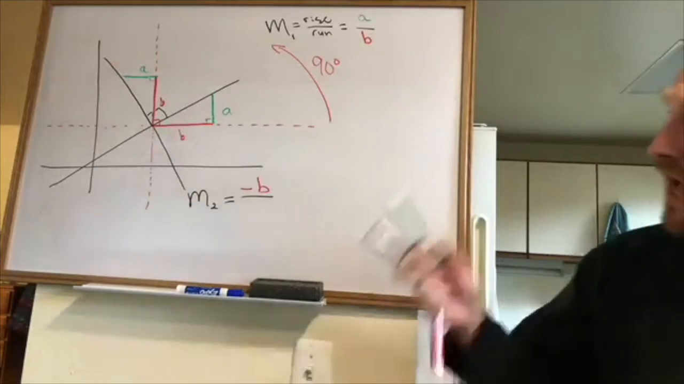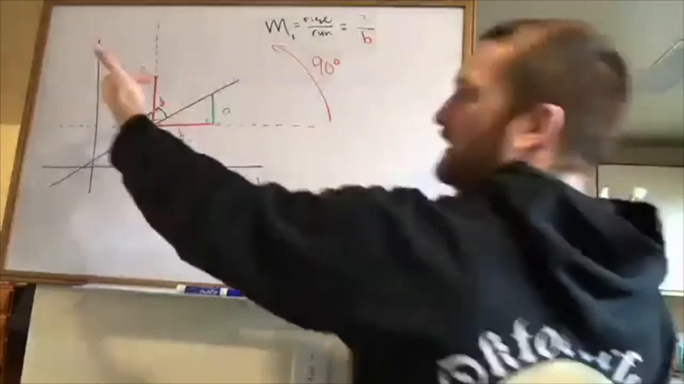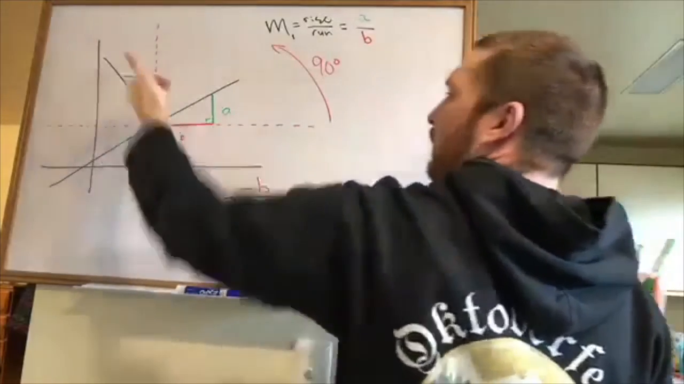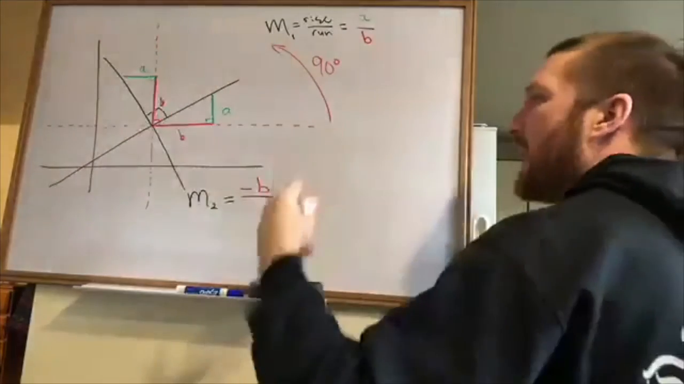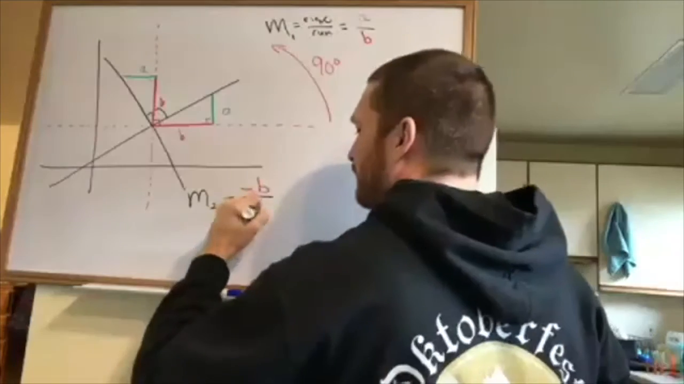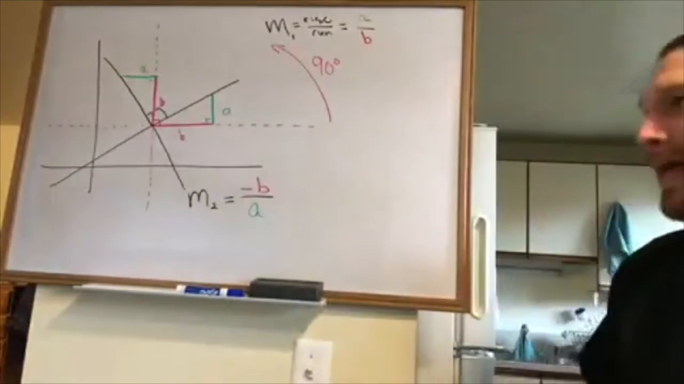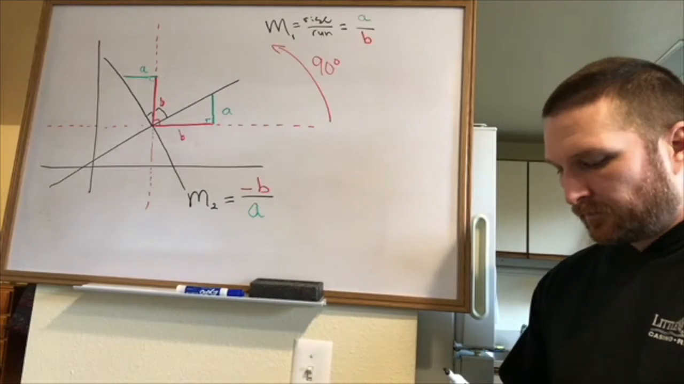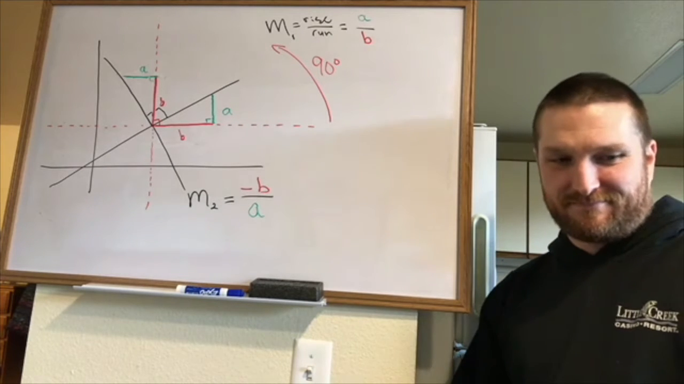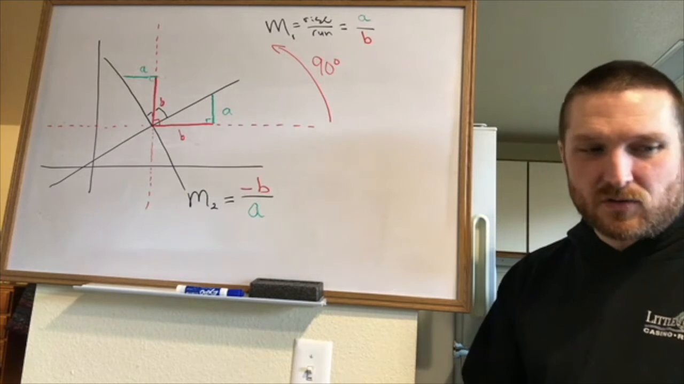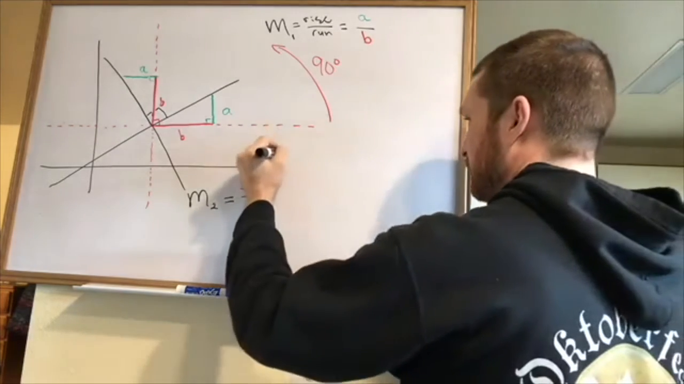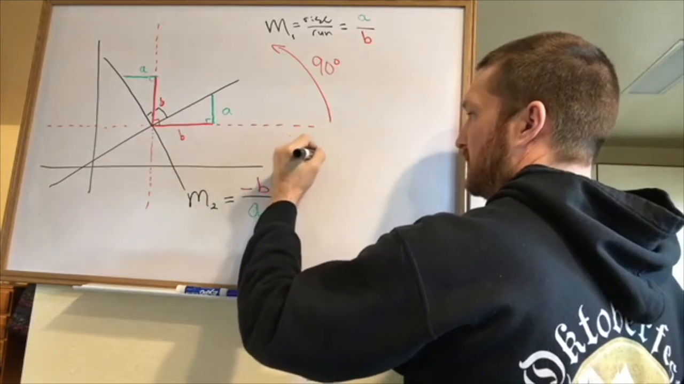Okay, then the run is going to be this guy right there. That's A units in the horizontal direction. So rise over run, or the fall over the run, is going to be negative B over A. And then your book does the thing that I hate. It says, okay, so we could see that M1 times M2 is negative 1. What?